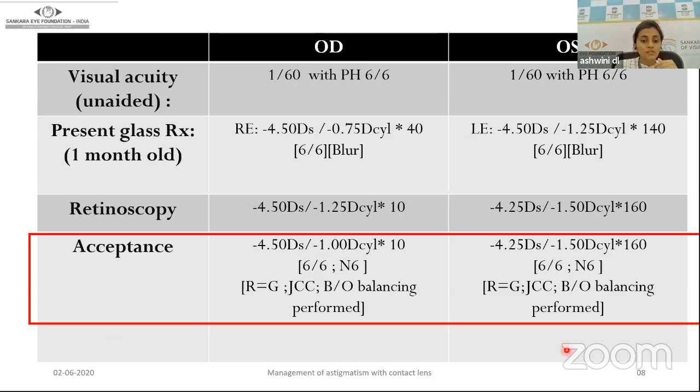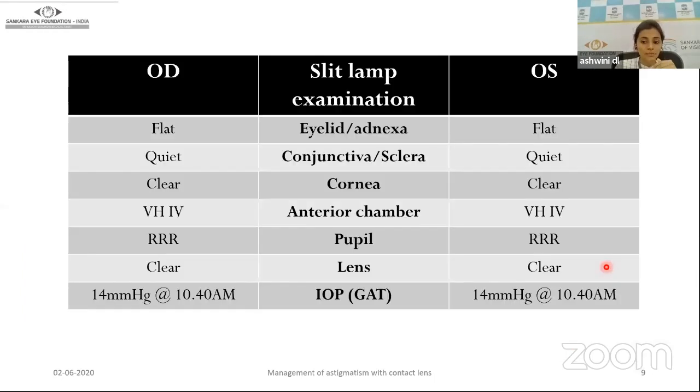So the pre-dilation acceptance of the patient was this much. Then after this we performed slit lamp examination in both the eyes, and we got to see all the ocular structures, that is, the anterior segment structures were within normal limits. And we also performed the IOP. It was 14 mm Hg in both the eyes.